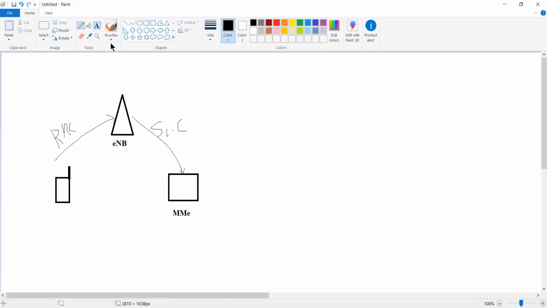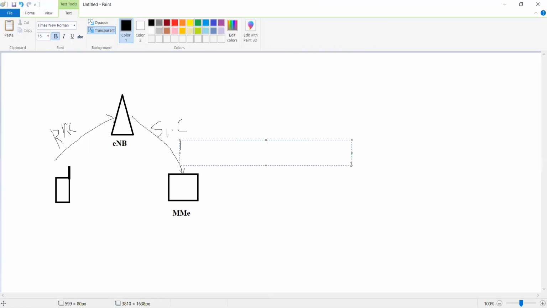So when there is no S1C connection, this is ECM idle.